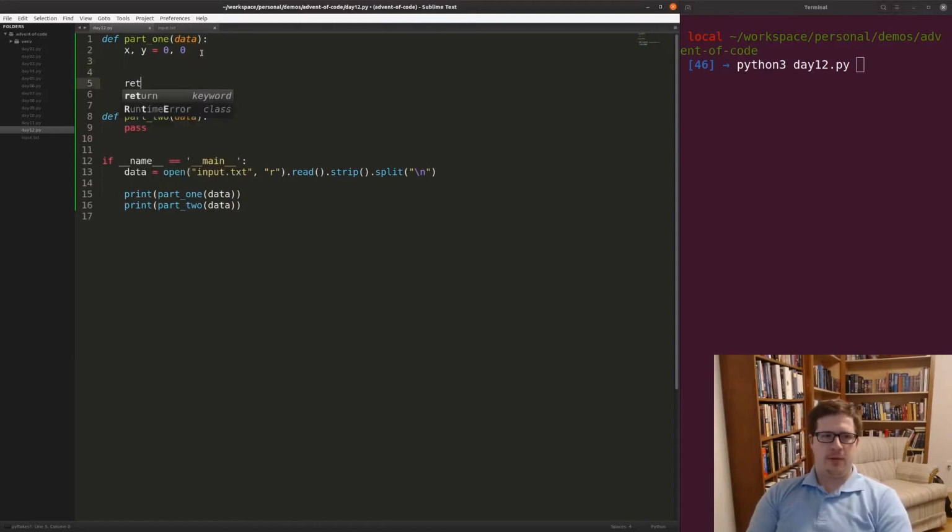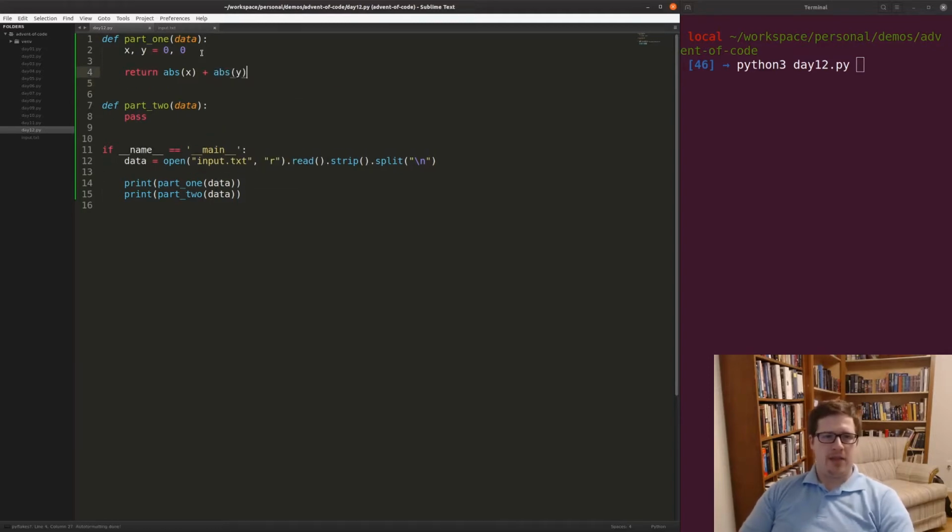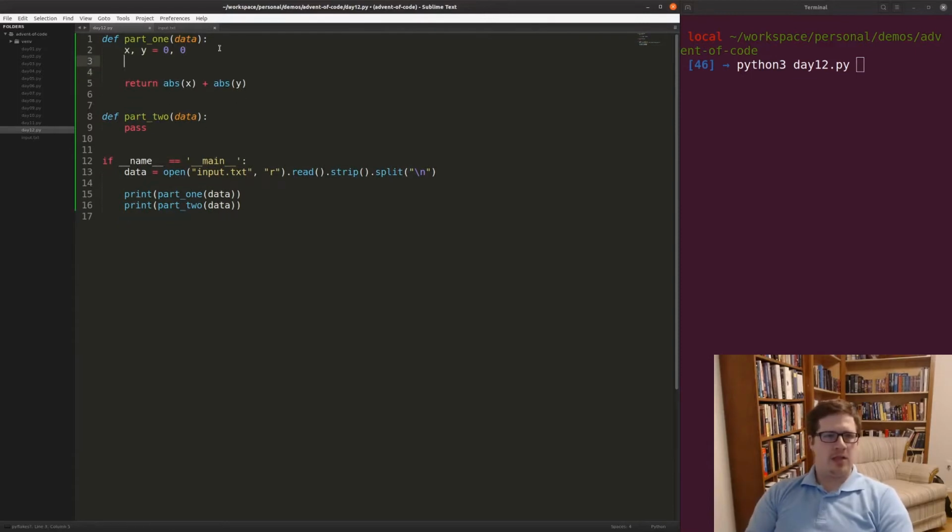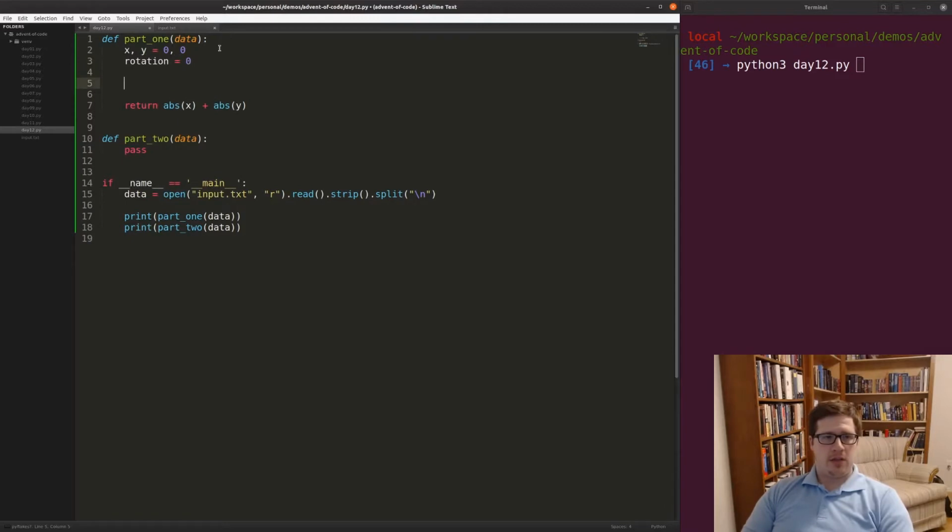So ultimately, we'll return the absolute value of X plus the absolute value of Y. Okay, so those are going to be where we end up. Right now, we're not doing anything, so we end up with a value of 0. We also have something like rotation, which is going to be 0. So we're facing east and we're at 0 degrees.